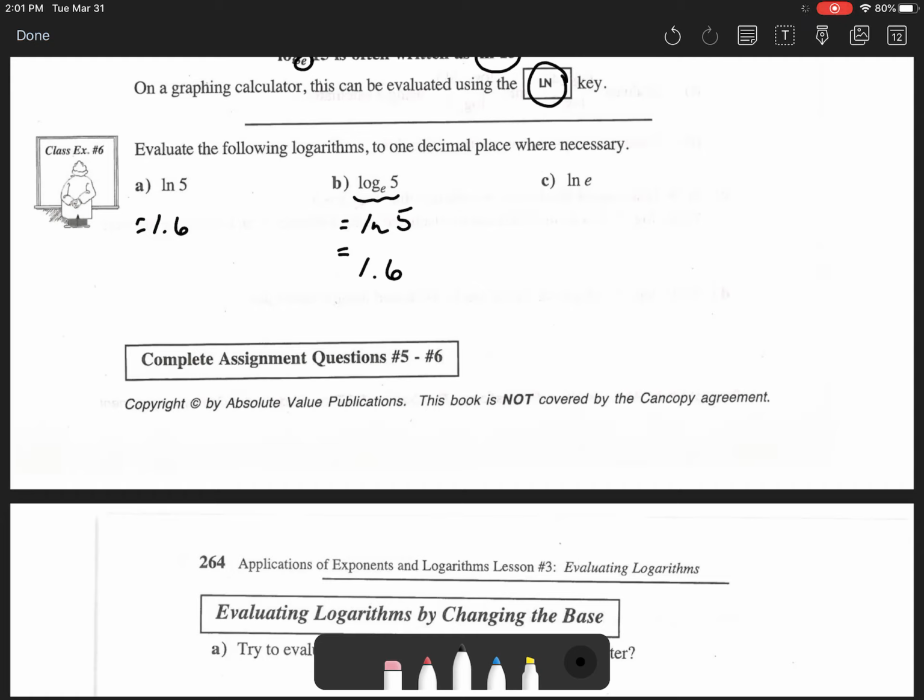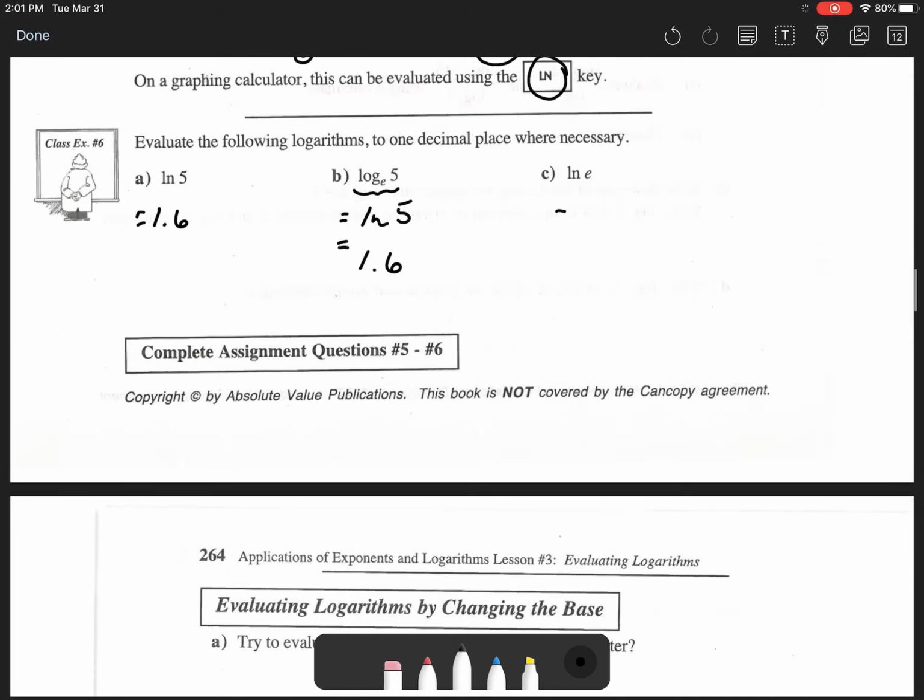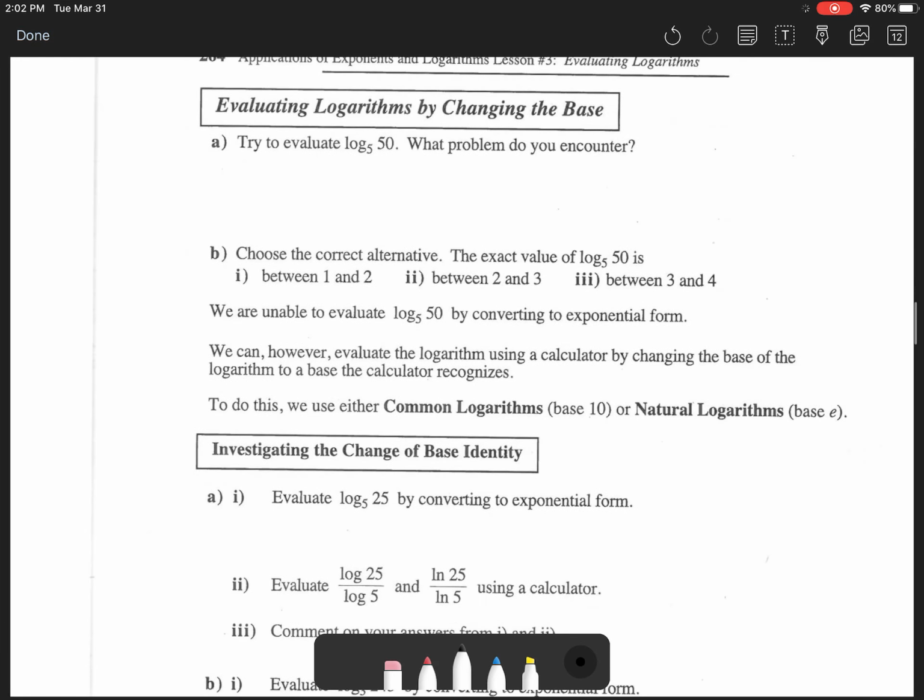And then in the third question, which is C, I'm going to go ln of e. The e is located right above the division sign on your calculator. So ln, second function, division to access that e, enter, and you'll see you get a value of 1. So just some calculator work there in terms of how we use it when we have common logarithms or common bases.